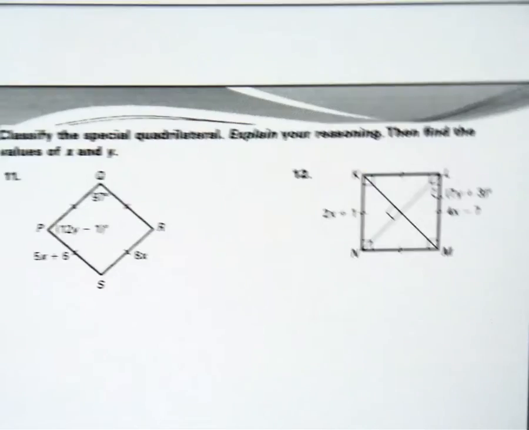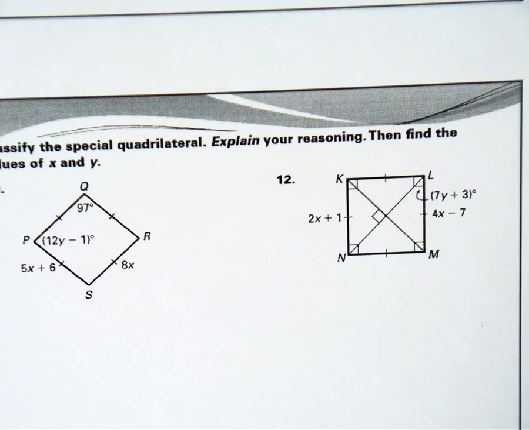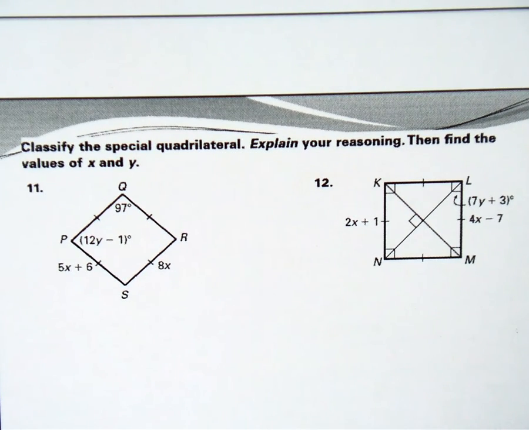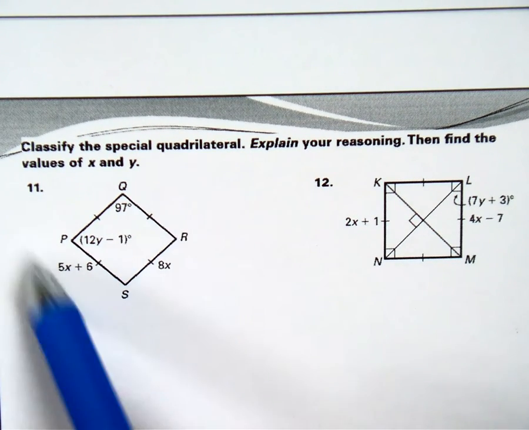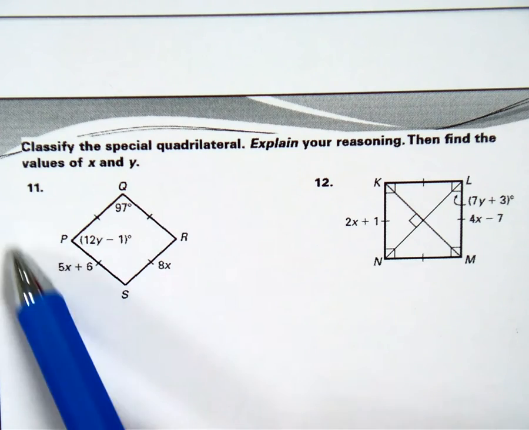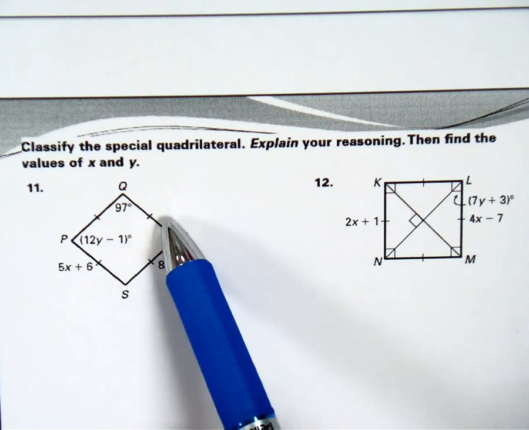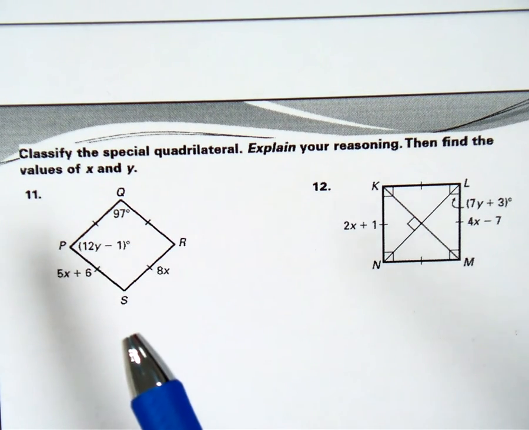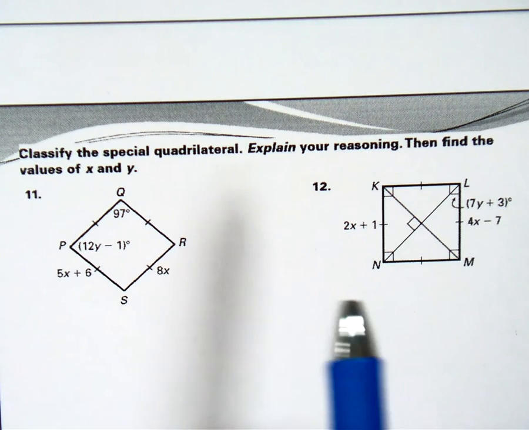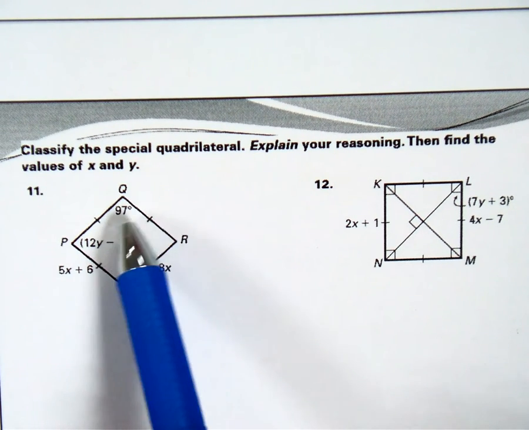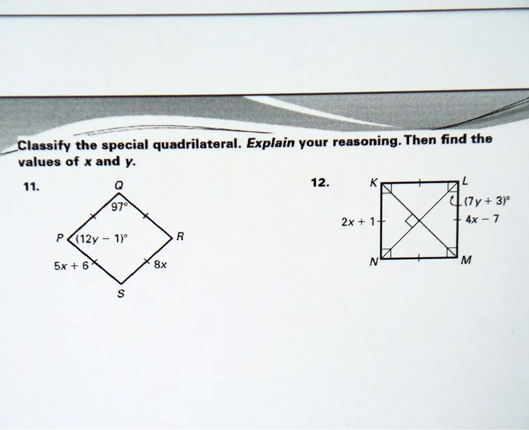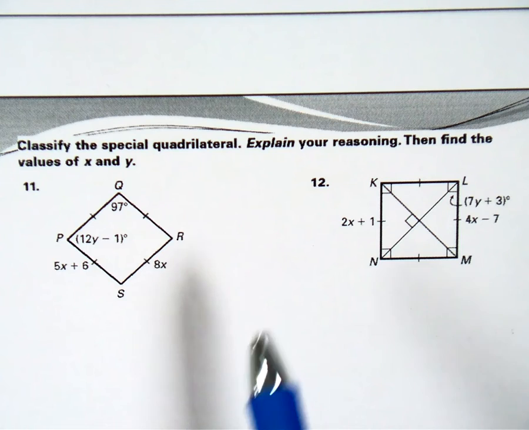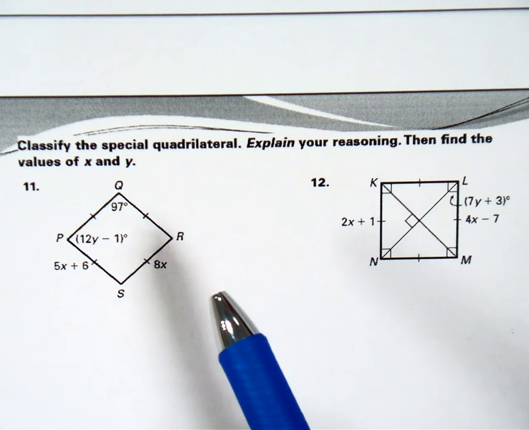Almost there. Okay, classify, explain your reasoning, and then solve for x and y. So what kind of figure do we have here? Well, four congruent sides, so I'm thinking rhombus or square, 97-degree angle, kind of eliminates square. So it's going to be a rhombus because it has four congruent sides but not right angles. Okay?